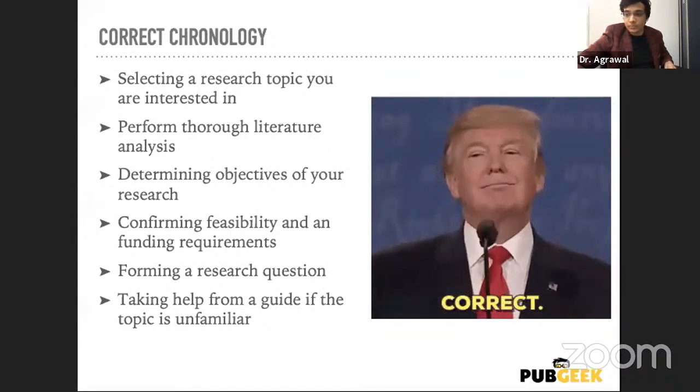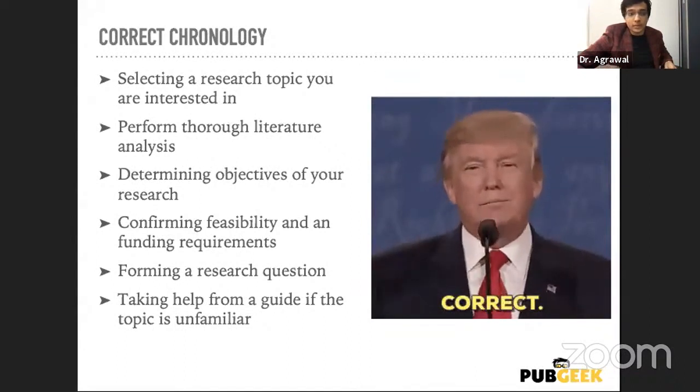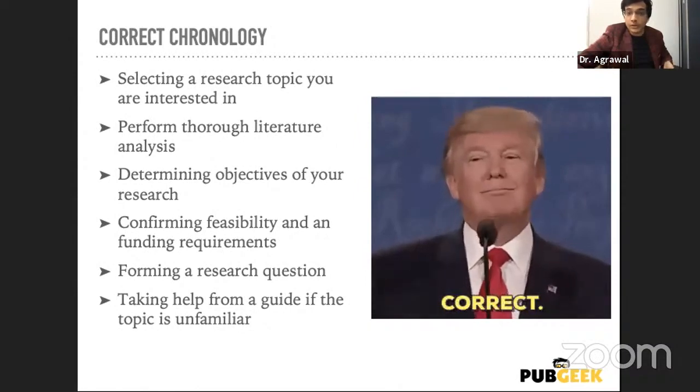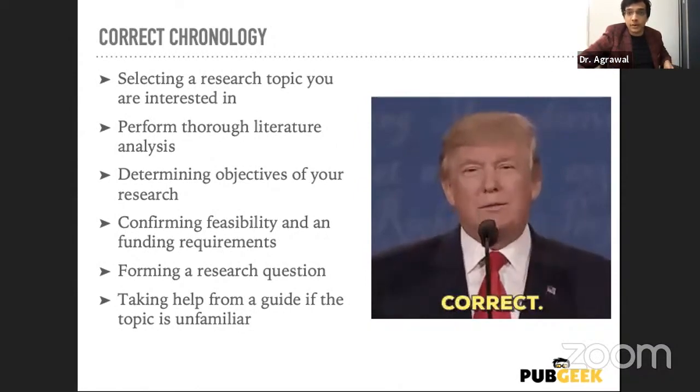So this is essentially what's important for you in starting off your research. I hope it's clear enough for everyone here.